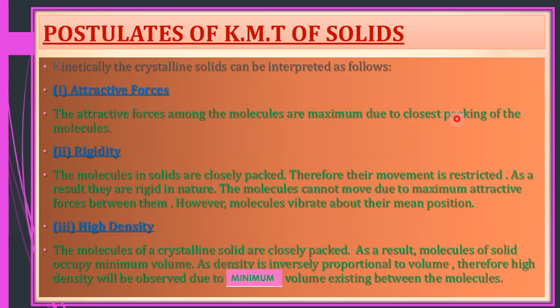Point number 3 is high density. The molecules of a crystalline solid are closely packed. As a result, the molecules of a solid occupy minimum volume. So the particles of a solid have minimum volume, and density is inversely proportional to volume. Therefore, high density will be observed due to the minimum volume existing between the molecules.